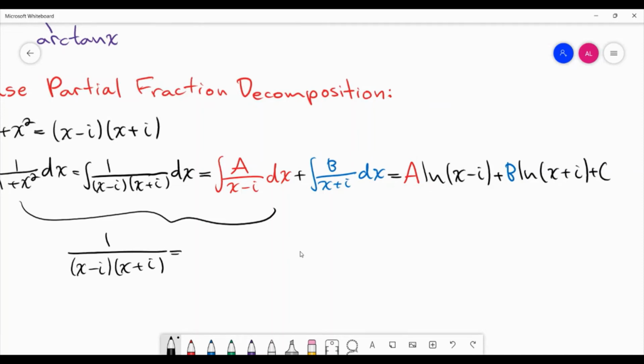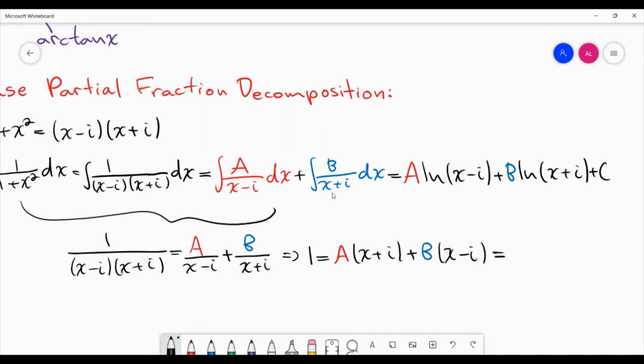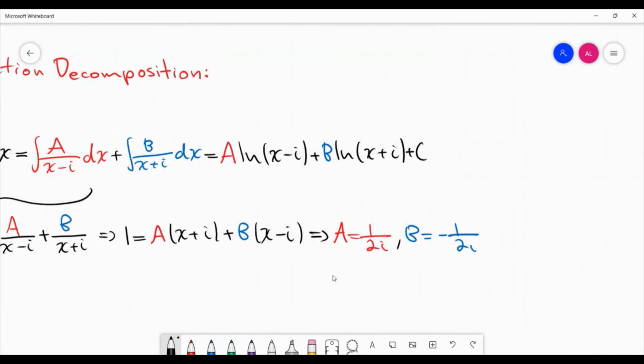So if this fraction is equal to the sum of these two fractions, we can multiply both sides by x minus i times x plus i to get this right here. And then we can consecutively substitute x equals i and x equals negative i to get a equals 1 over 2i and b equals negative 1 over 2i. And then we can substitute these numbers into the result for our integral.